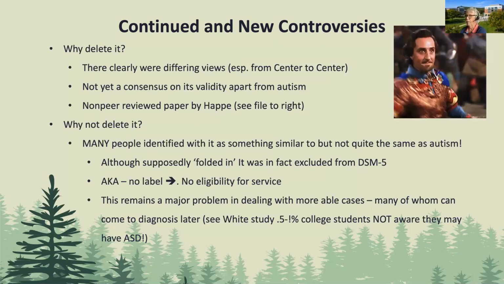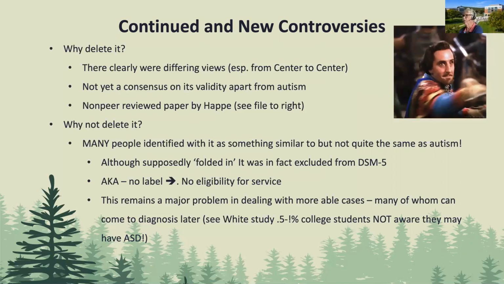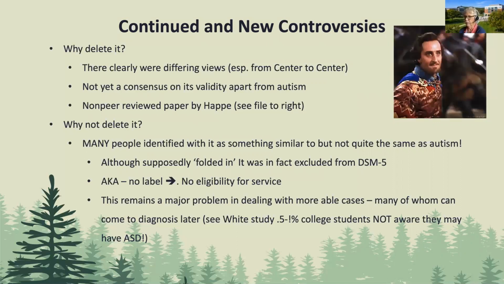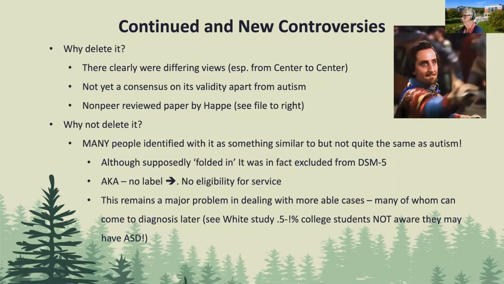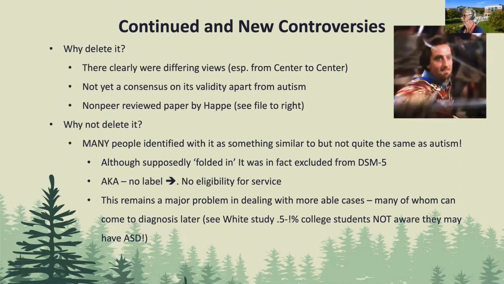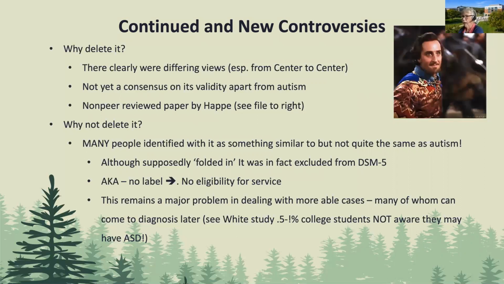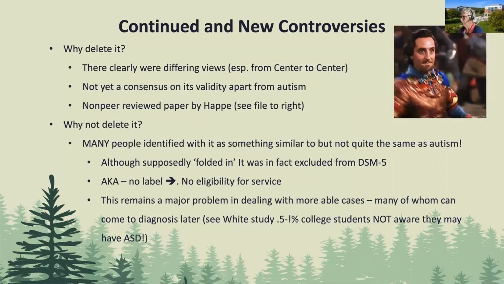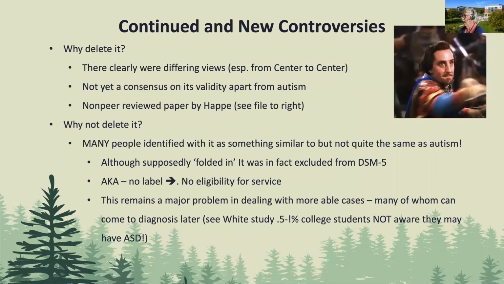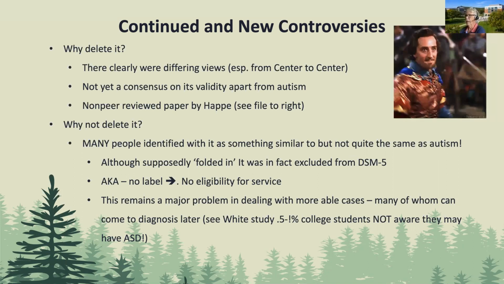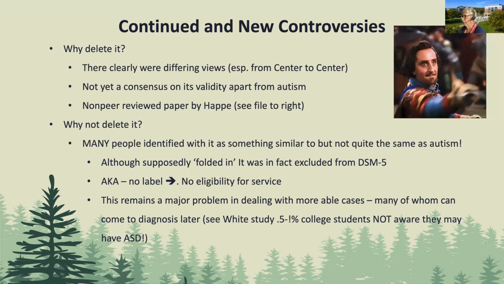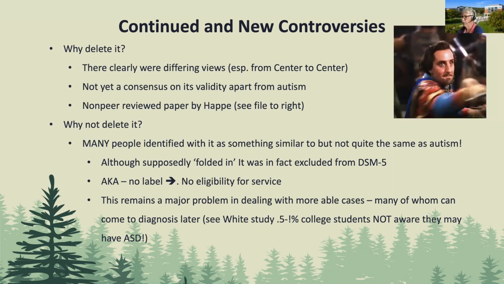Of course, the problem is that the fact that we can't refine the definition doesn't mean it doesn't exist. Many people identified with it, although the label supposedly was folded in. In fact, it was excluded from DSM-5, and these are children that then would not receive services. And it's not uncommon. I just had a person consult with me who's too old to get the new ASD label in any case, but who really has Asperger's. So this is a major, major issue.